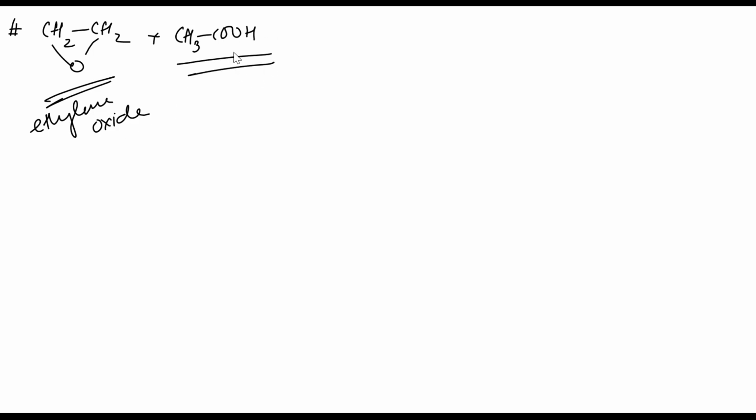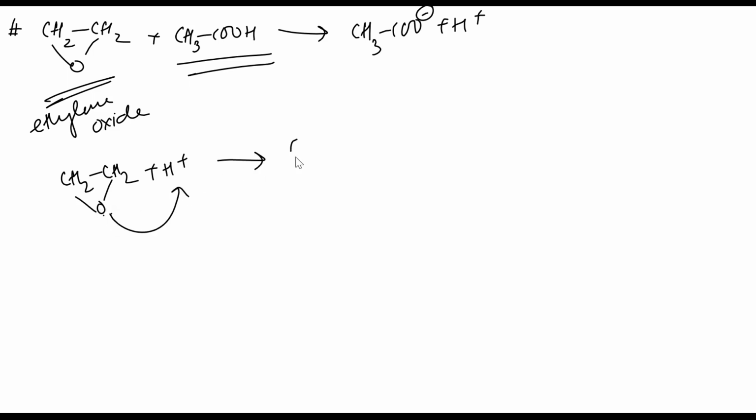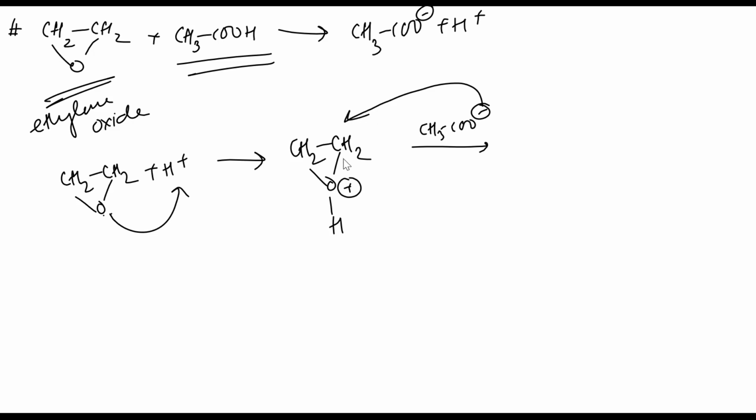So in the first step there will be protonation. This will react with H plus and there will be formation of one protonated intermediate. In the next step, the CH3COO minus will act as a nucleophile and attack the carbon, breaking of this bond and there will be formation of CH2OH single bond CH2 O C double bond O CH3. This is ester group.